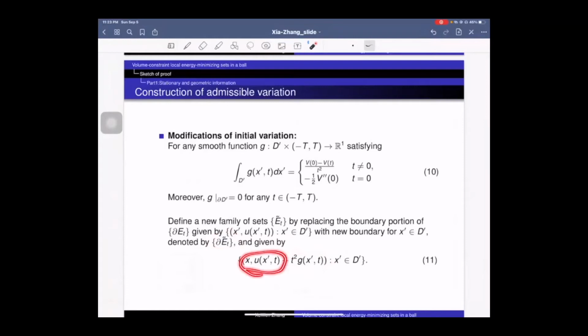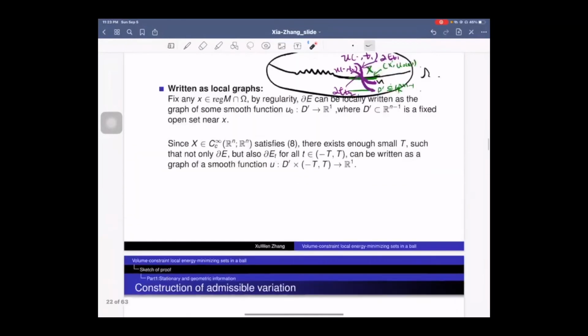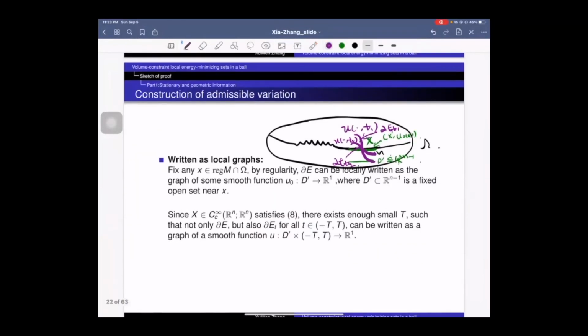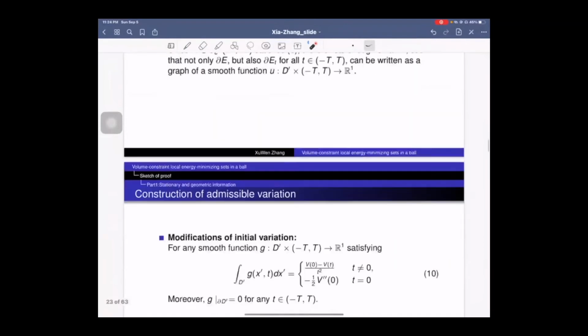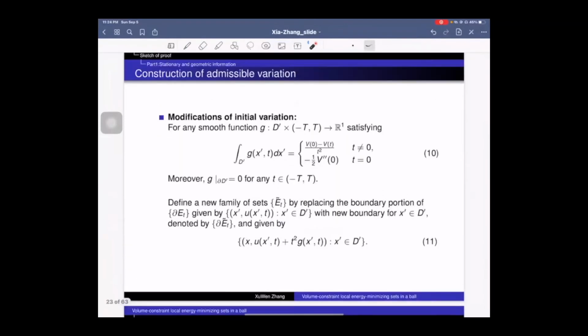to the original boundary. For example, this is our original boundary, and we plus some g such that the difference of this guy and this guy is t squared g. And now we have the new boundary.